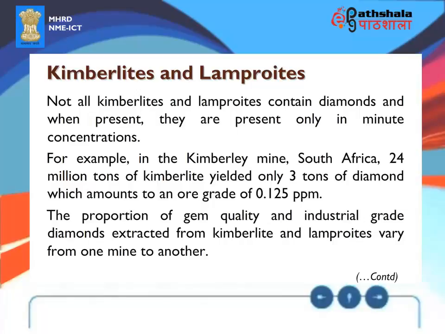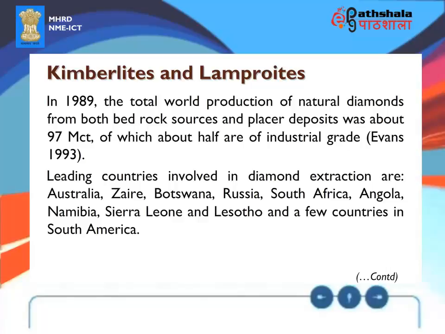For example, in the Kimberley mine, South Africa, 24 million tons of Kimberlite yielded only 3 tons of diamond, which amounts to an ore grade of 0.125 ppm. The proportion of gem quality and industrial grade diamonds extracted from Kimberlite and Lamproites varies from one mine to another. In 1989, the total world production of natural diamonds from both bedrock sources and placer deposits was about 97 MCT, of which about half are of industrial grade.